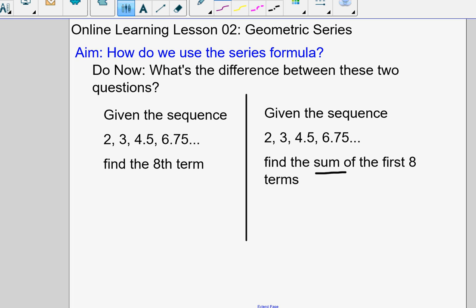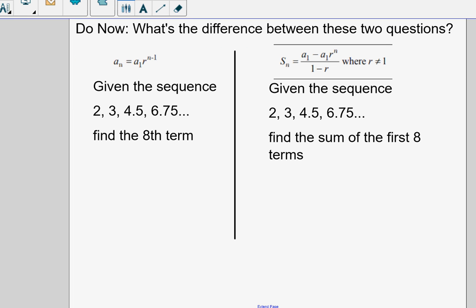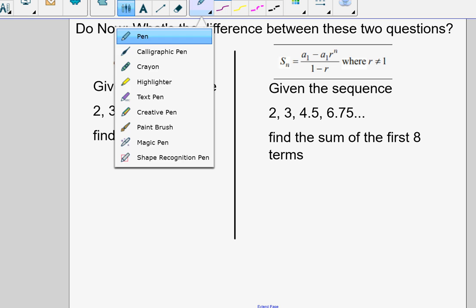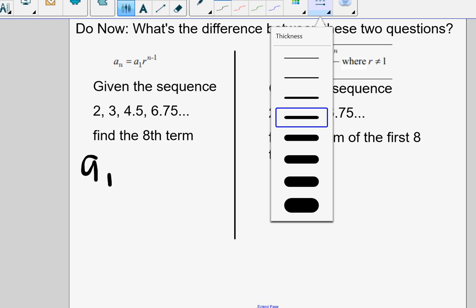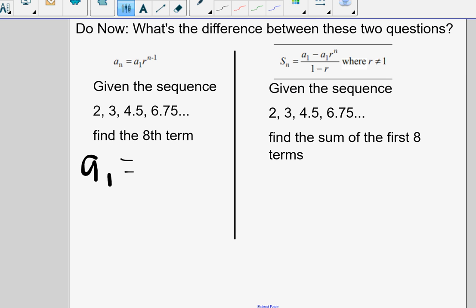For that first question, we're just finding the eighth term of what is a geometric sequence, so we can plug right into that geometric sequence formula. A sub n equals a sub 1 times r to the n minus 1 power. So we can just start to pull that out. A sub 1 is going to be the first term. So a1 in this case equals 2.